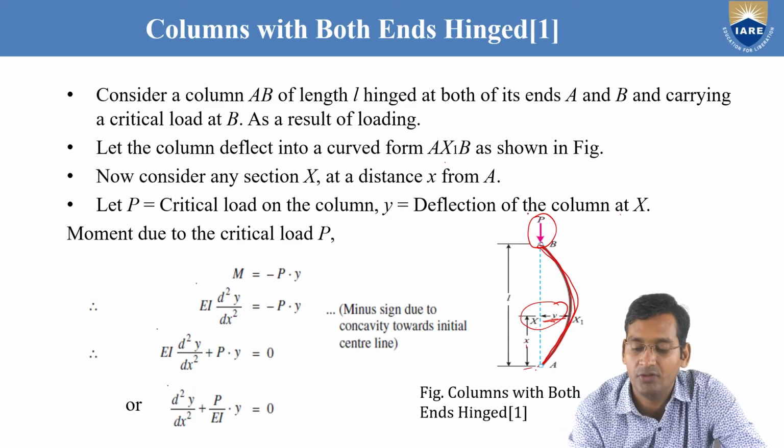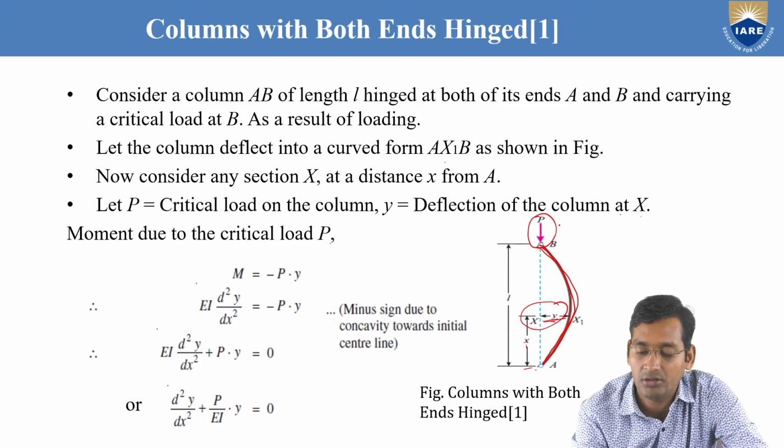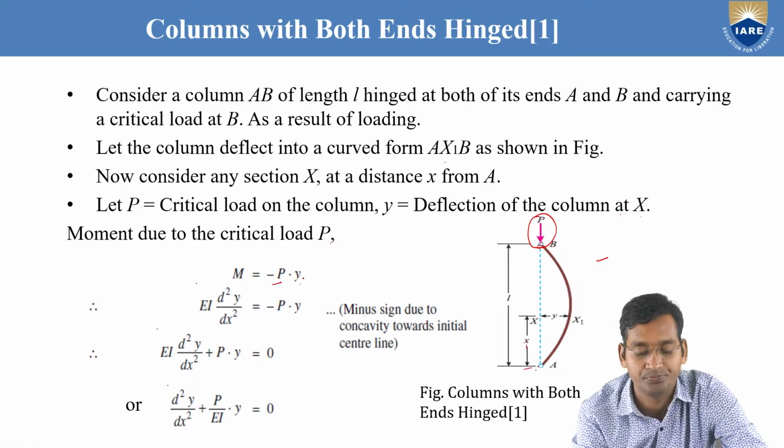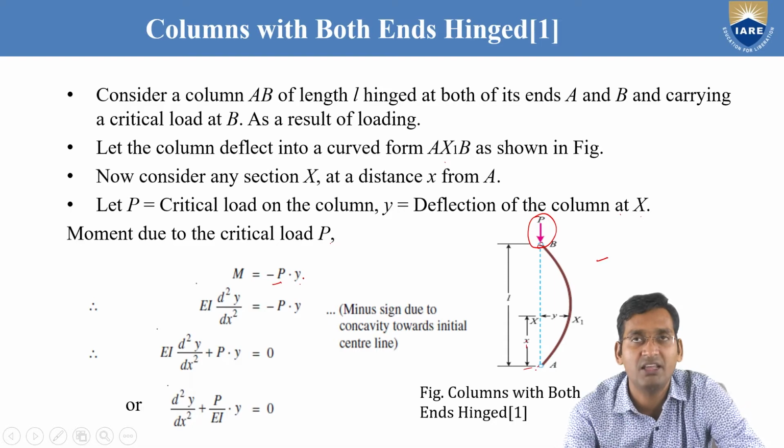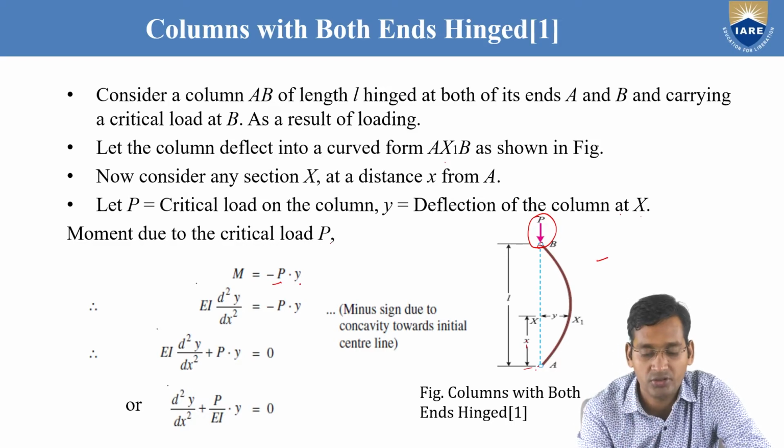So now just see here, deflection of the column at x. Moment due to the critical load P will be what? Let's see here, this is concavity. Concavity moment is negative. So that's why the force P and how much deflection is there? That is y. So P into y is the moment. Now just apply the bending moment equation. EI d2y by dx square equals M. That is the moment equation. So what is M here? M is minus Py.